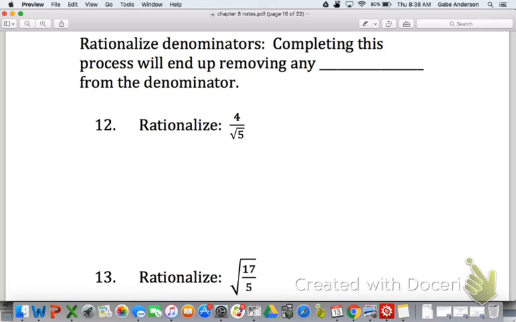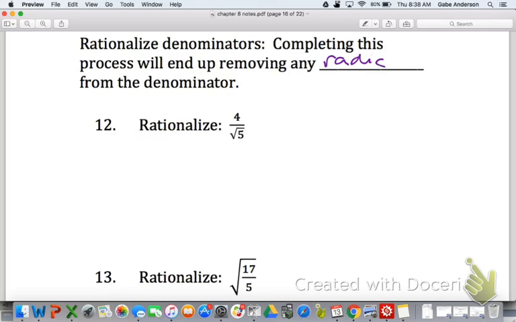Anyway, this will become particularly useful when you study trigonometry, geometry, things of that nature. And then moving forward, you'll do different things with this. This is called rationalizing the denominator. I think you'll find this to be pretty straightforward. Completing this process of rationalizing the denominator will remove any radicals, any roots, from the denominator.